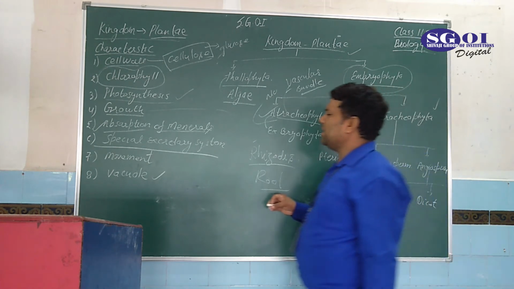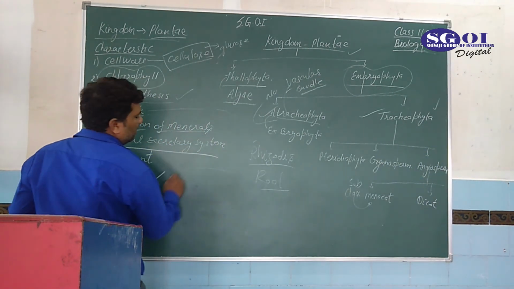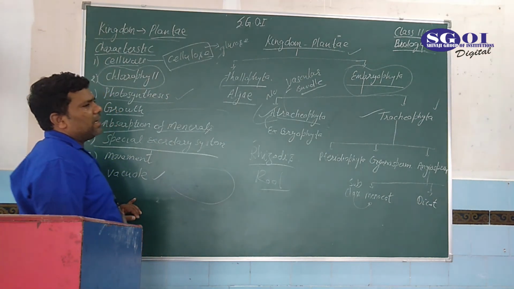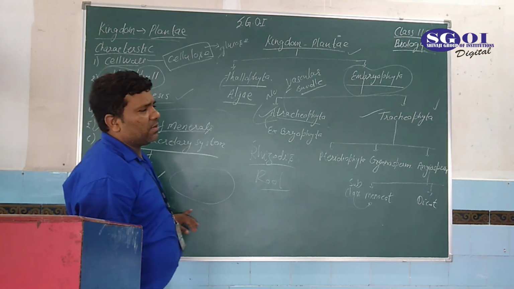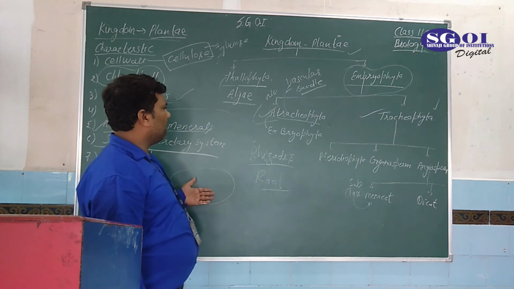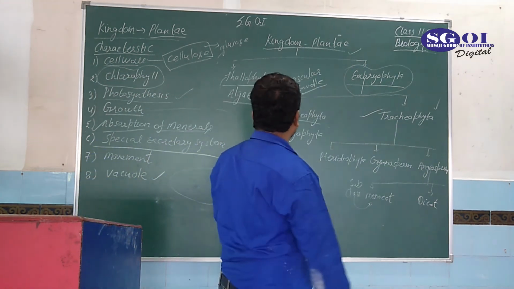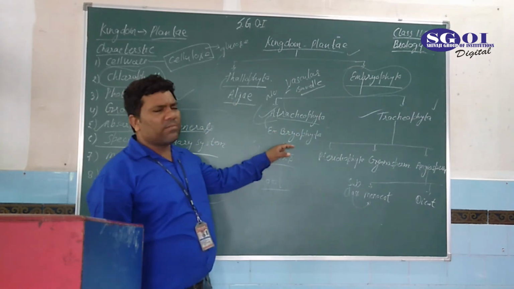And you know what vascular bundles are? Vascular bundles are xylem, phloem, and cambium. Xylem, phloem, and cambium together are known as the vascular bundle. Okay, these are very important points. So remember, an example of atracheophyta is bryophyta.